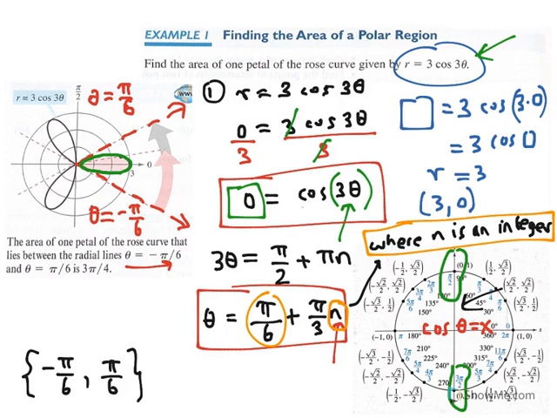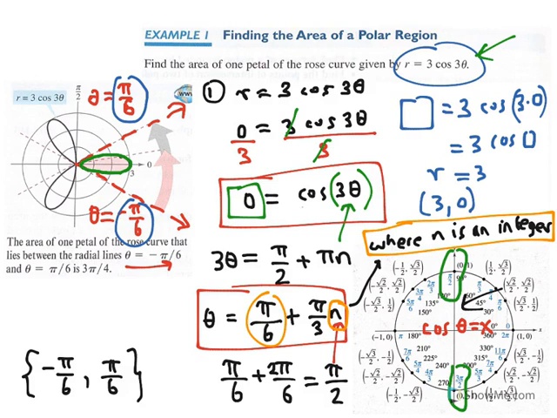And for that reason, I need to have my limits of integration be negative pi over 6 to positive pi over 6. There are other possibilities that you could choose for what the limits of integration should be. For example, you could choose it so that it goes from positive pi over 6 to pi over 2.